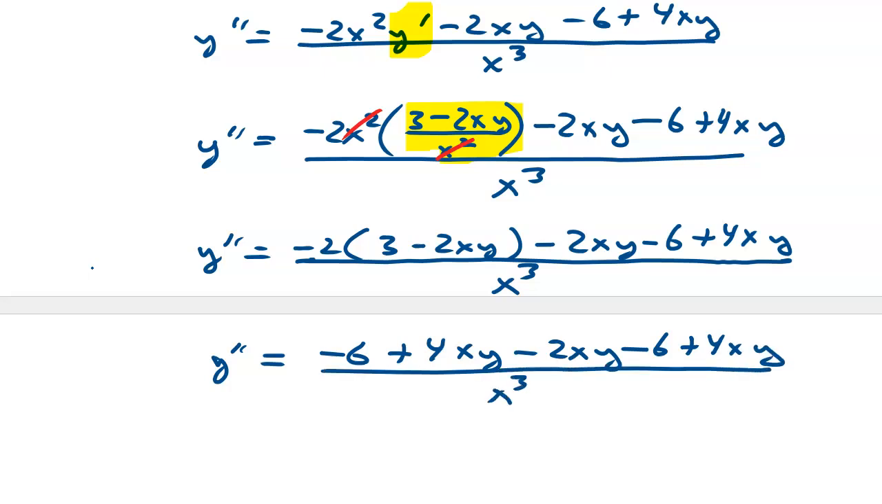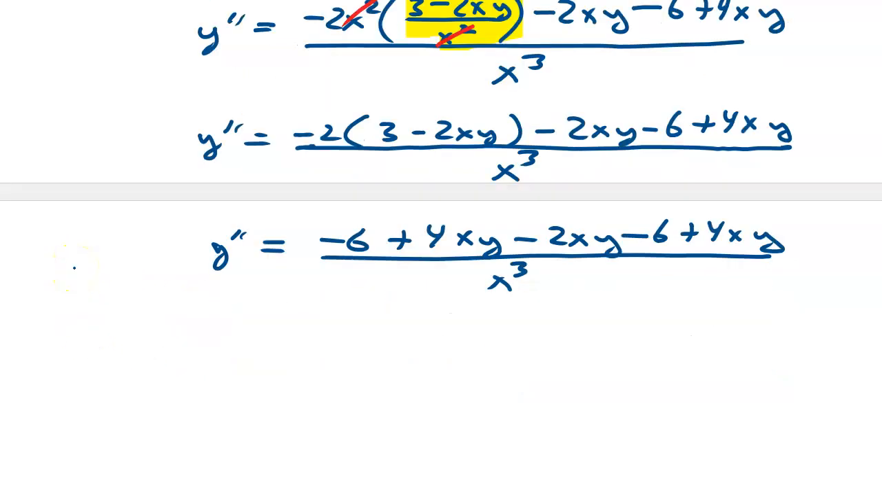Now we just need to combine like terms in the numerator. So let's do the xy's first. We got plus 4xy minus 2xy, that's 2xy, and then at the end we have plus 4xy, so that's a total of 6xy. And then we have the minus 6 and the minus 6, that's minus 12. And there we arrive at the answer.